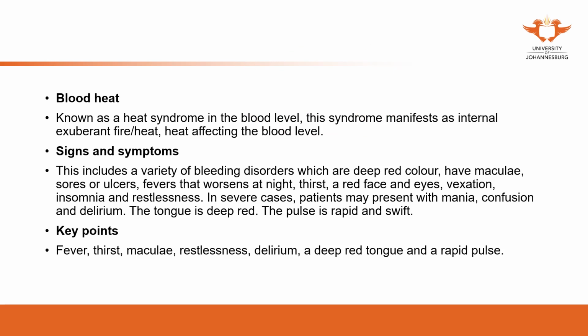When we study the four levels differentiation methods in future, you will also understand that with this kind of deep red tongue, normally there will be no coating or less coating. So those are the key points of blood heat.